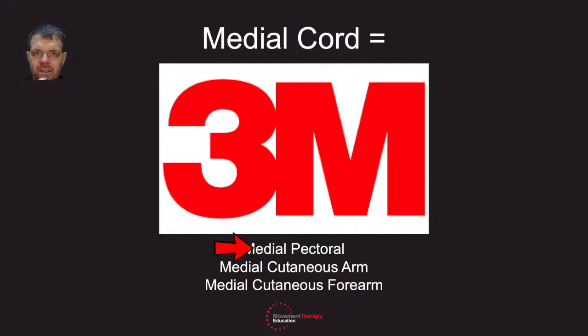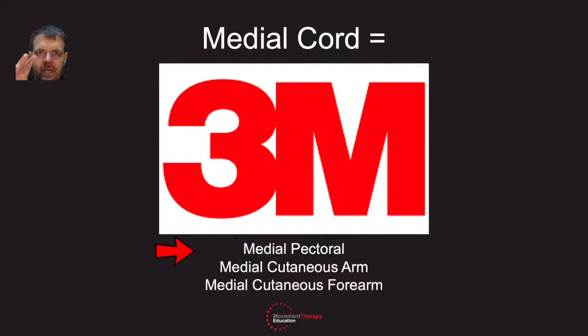So what's the difference between these? Whenever there is cutaneous in the name of a nerve, it means that it's sensory. So what this nerve does, this medial cutaneous for the arm, is it will supply sensation to the skin of the arm for the medial area of the arm. The medial cutaneous forearm will supply sensation to the skin of the medial forearm. Okay, whereas the medial pectoral will be motor for the pectoral muscle.